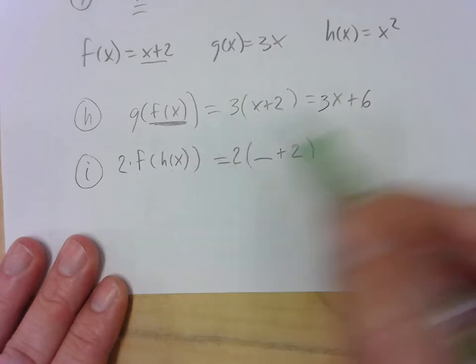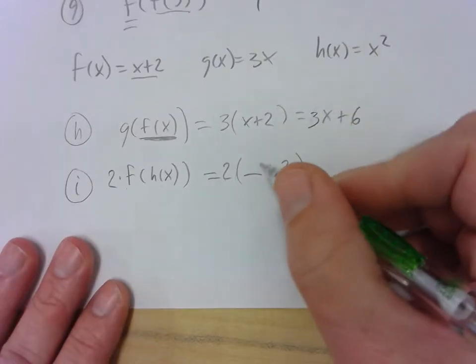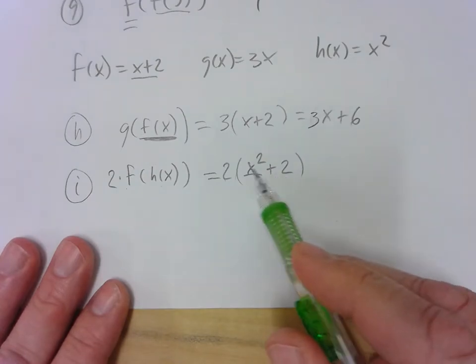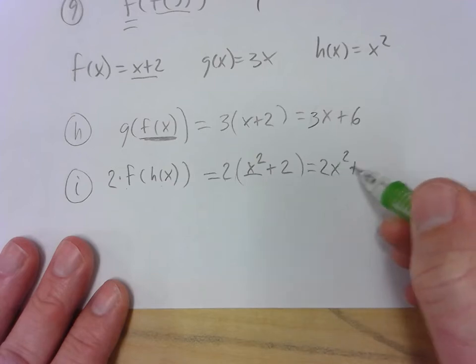And now you're going to put the h function inside. What is the h function? The h function is x squared, so x squared goes in here. So it's x squared plus 2. The h went inside the f function, and now I'm doubling this. So I get 2x squared plus 4.